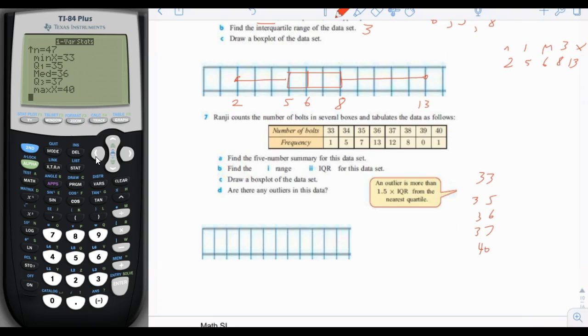So the range would be 40 minus 33, which would be 7. The IQR would be 37 minus 35, which would be 2.